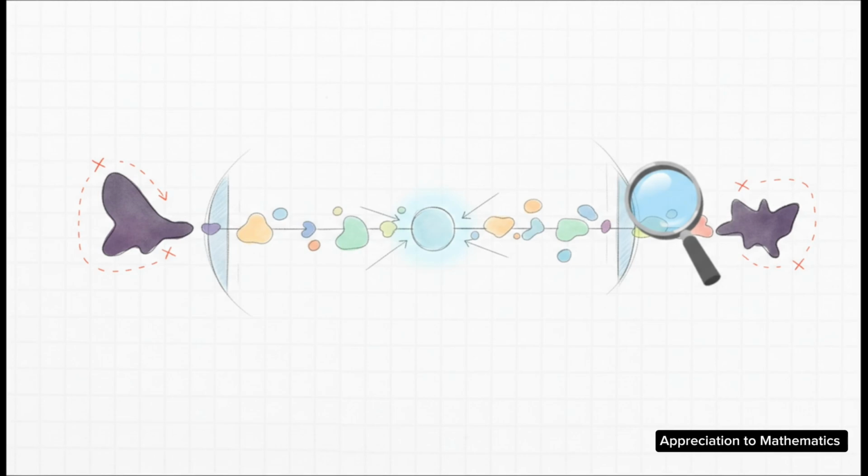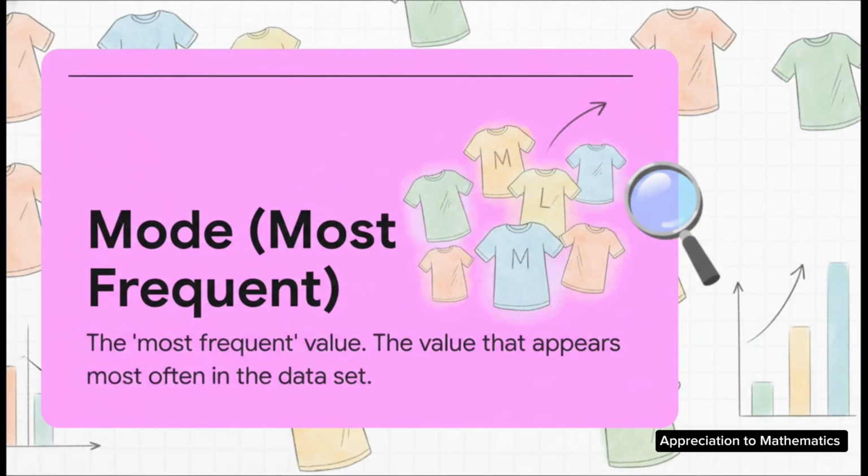And our third tool is the mode. This one's super straightforward but really powerful. It's just the value that pops up the most often. So if we were looking at t-shirt sales, the mode would tell us the most popular size people are buying. It's absolutely perfect for figuring out what's the most common thing in your data.